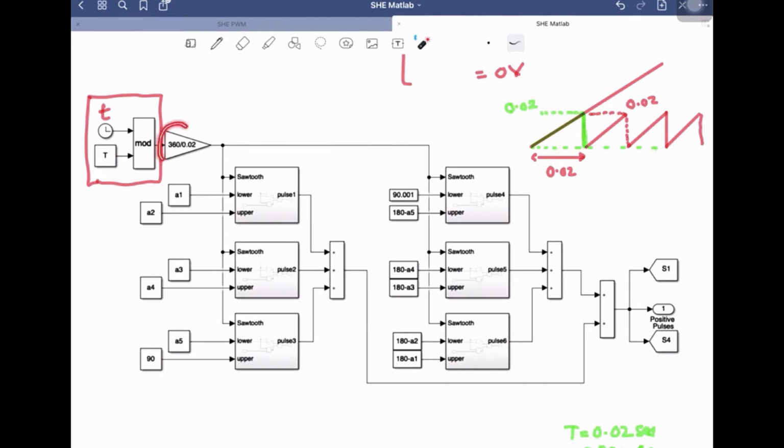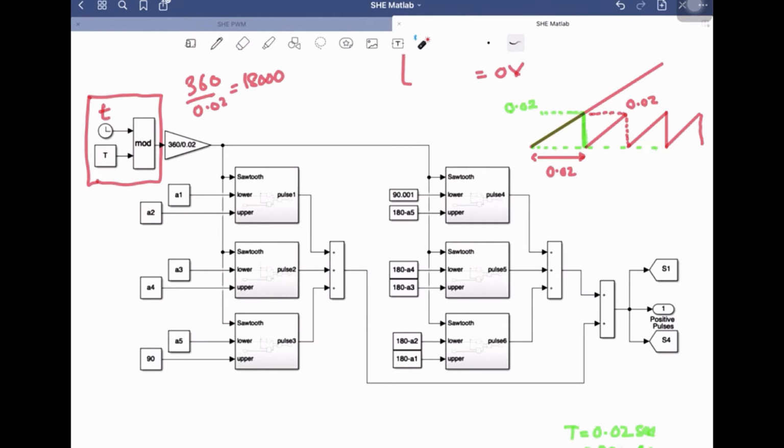Okay, then we have given the gain of this one. If you calculate 360 by 0.02, that is equal to 18,000, and if you multiply this 0.02 with the 18,000, what are you going to get? You are going to get 360.